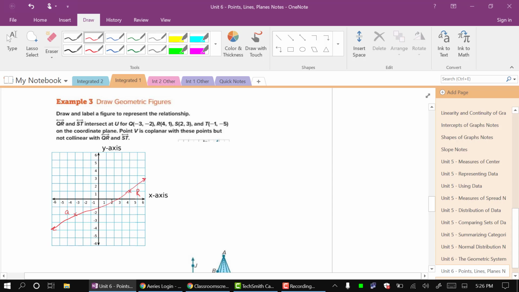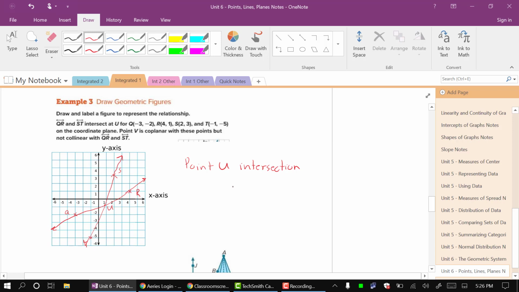Then we have S at 2, 3. 1, 2, 3. This would be S. T is going to be at -1, -5. 1, 2, 3, 4, 5. This would be T. Again, I'm going to try to make it as straight as I can. Now in my notes, I have this point right here as point U. And point U is the intersection of the two lines.